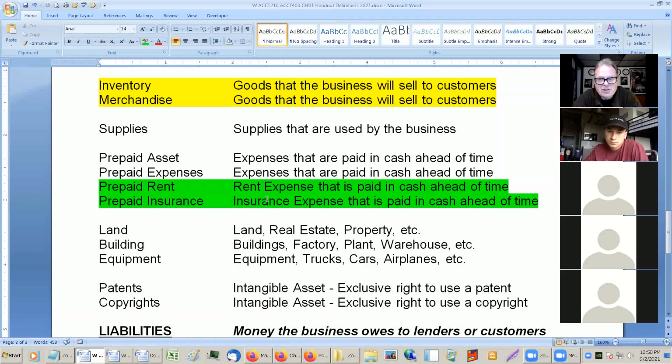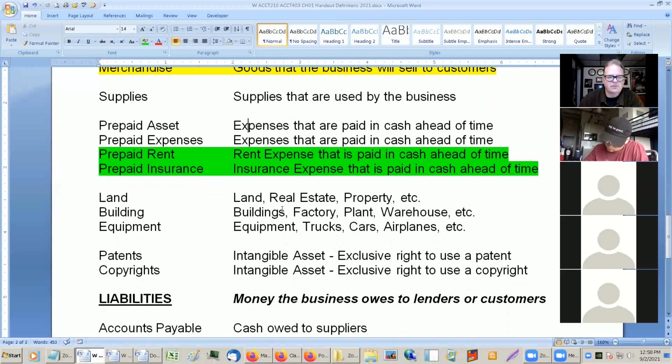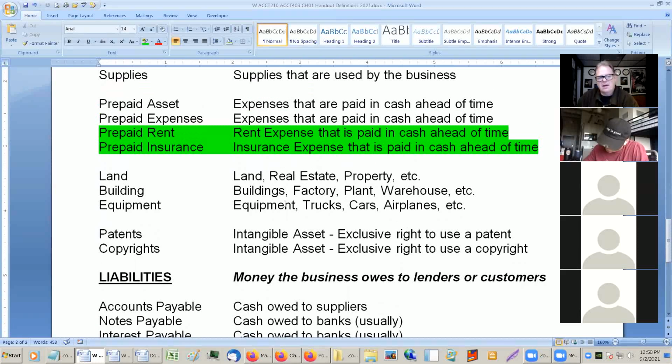And something like insurance too. If you cancel the insurance, generally you're owed whatever is left over on that insurance. So it actually can be turned into cash also. Any questions on that? So prepaid are things that are paid ahead of time, and they have a value because we're going to use them in the future. Okay.